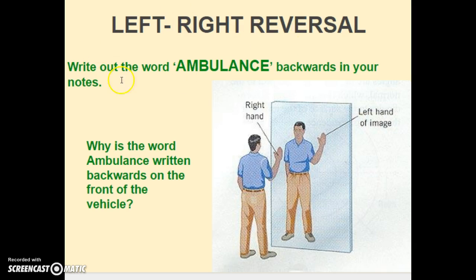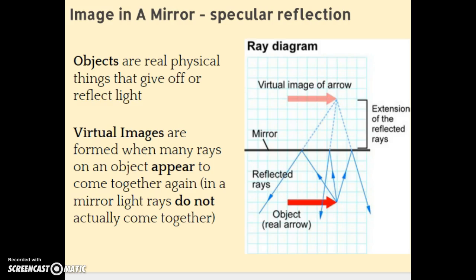So the left-right reversal. Write out the word ambulance backwards in your notes. You'll see that the reason why ambulance is written backwards is that this individual's right hand, the virtual image, is showing the left hand. So by writing ambulance backwards and you see it in your rearview mirror, you can read it and hesitate, or not hesitate, and move over really quickly.